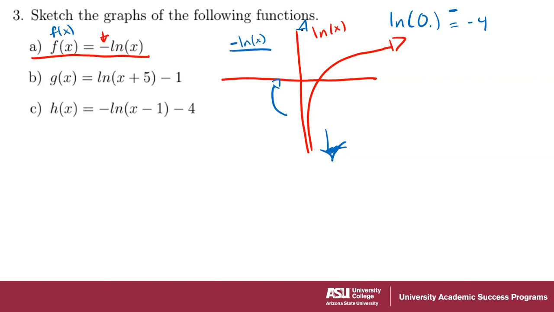And instead of increasing forever, we're actually decreasing. Because if we tried plugging in a really big number, say something like 10,000, we would get 9.21. And when we flip it, we get a negative number.